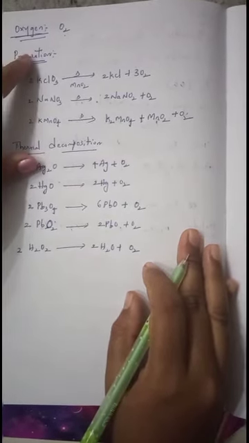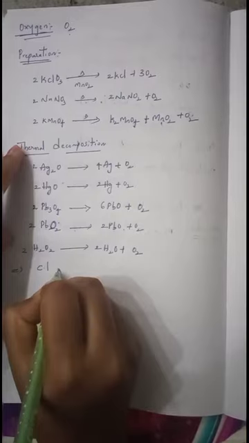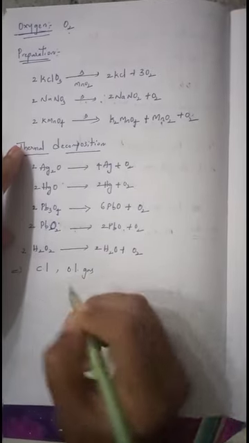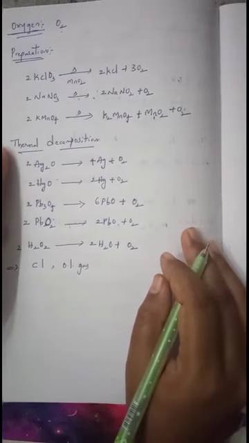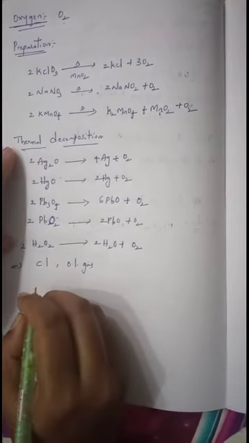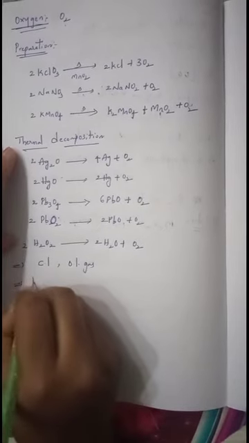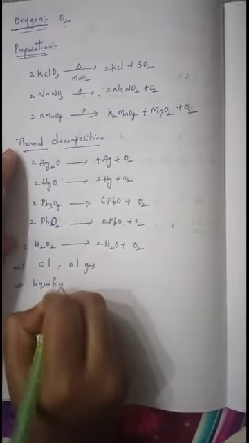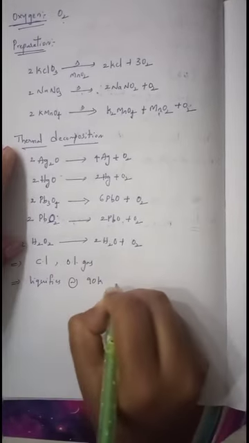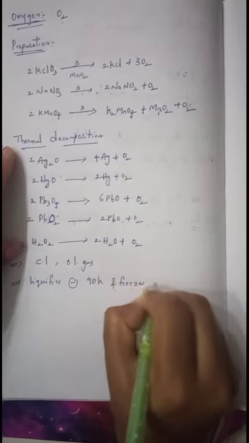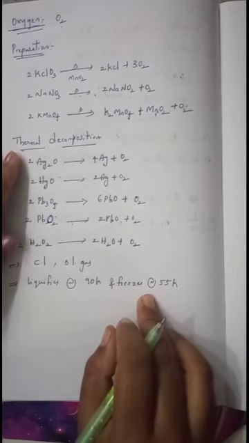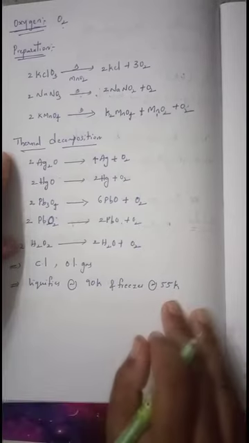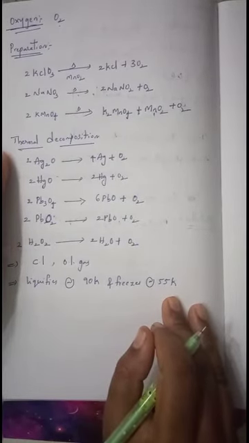When you observe its properties, it is a colorless, odorless gas. O2 is present in the environment, but we cannot see or smell it because it is a colorless and odorless gas. It liquefies at 90 kelvins and freezes at 55 kelvins. So that is about the physical properties of dioxygen.